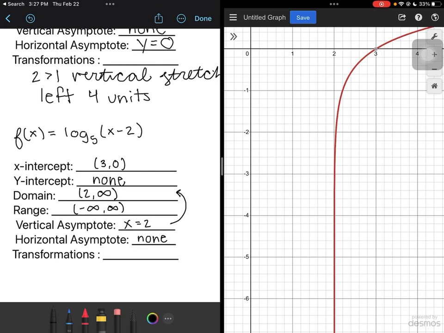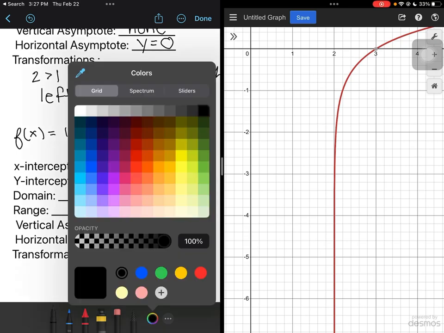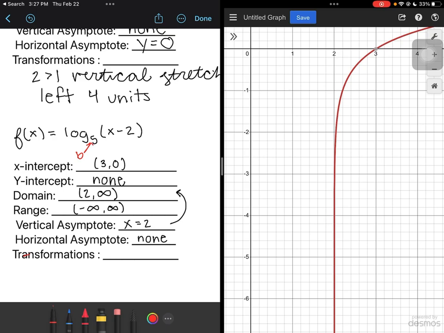And again, we want to look for any transformations. Remember that this b value is not a transformation, that b value right there. That's really just telling us about the function itself. So the only transformation we have is -2. And just like with our exponential functions, when the number is inside the log or inside the exponent, it shifts opposite. So this -2 is going to tell us to go 2 units right. Okay. So that's all about our first log function.